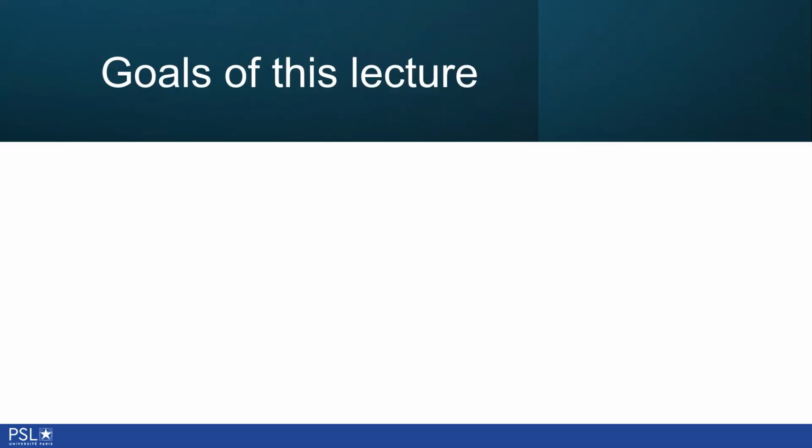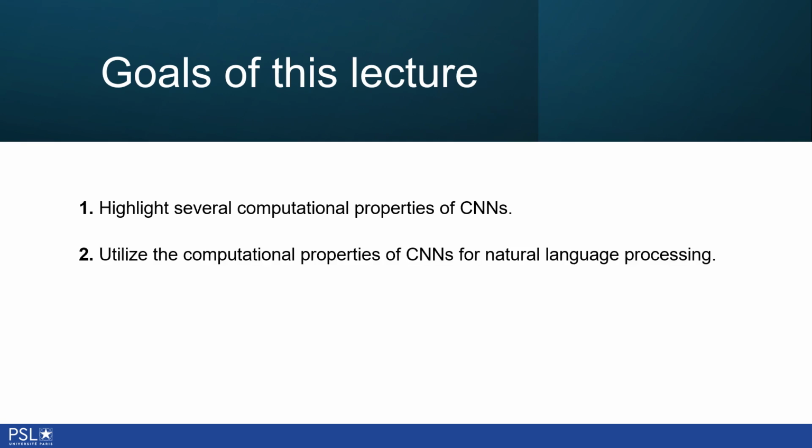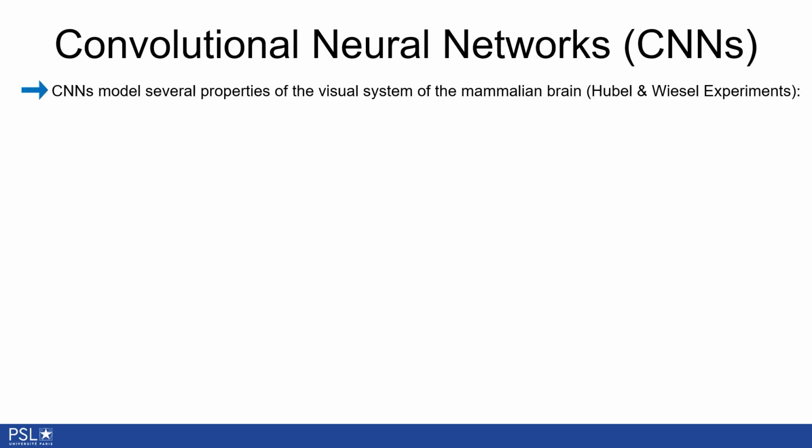The goals of this lecture are to highlight several computational properties of CNNs, utilize the computational properties of CNNs for natural language processing, and construct neural language models with CNNs. Convolutional neural networks were originally inspired by the anatomy and function of the primate visual cortex. We will now remind several architectural and functional principles of the system, together with examples from the visual system.